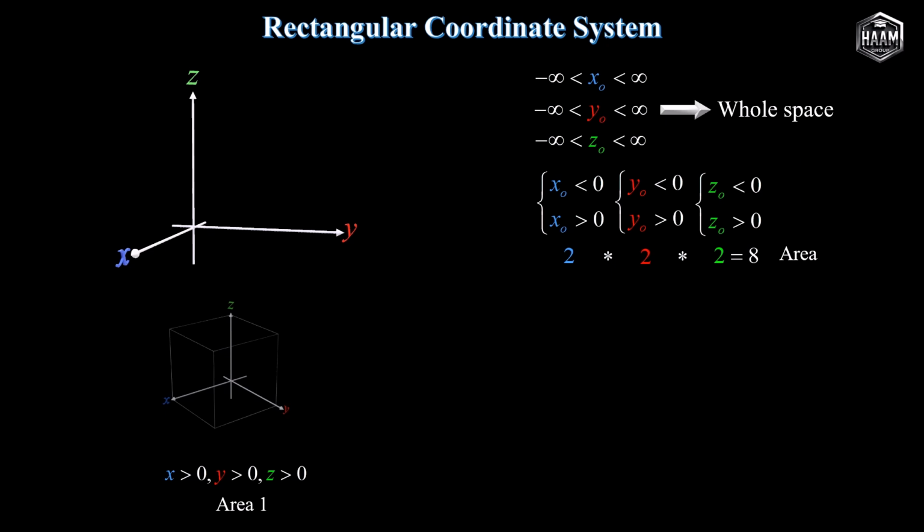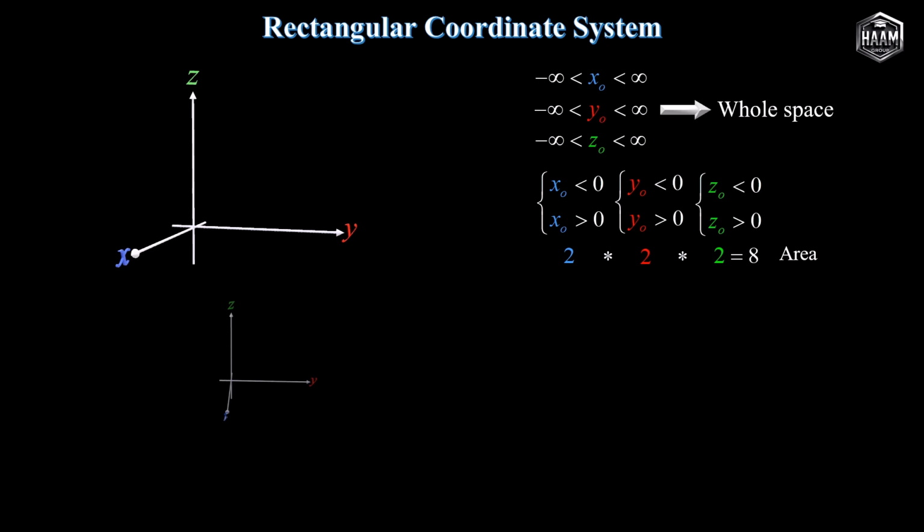In region 1, all three variables are positive. In region 2, x is negative, y is positive, and z is positive. In region 3, x and y are negative and z is positive. In region 4, x is positive, y is negative, and z is positive. In all four of these upper regions, z remains positive, while only the signs of x and y change.